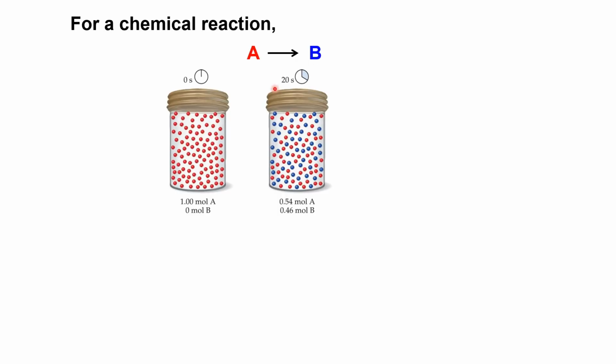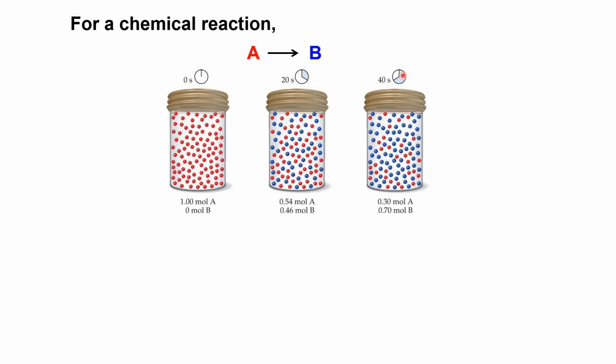At 20 seconds, we have 0.54 mole A and 0.46 mole B. At this moment, the reaction has already started. So the amount of reactant will decrease and amount of product will increase. At 40 seconds, we have 0.30 mole A and 0.70 mole B. At this moment, the amount of reactant continues decreasing and the amount of product continues increasing. So that is what happened during a chemical reaction.